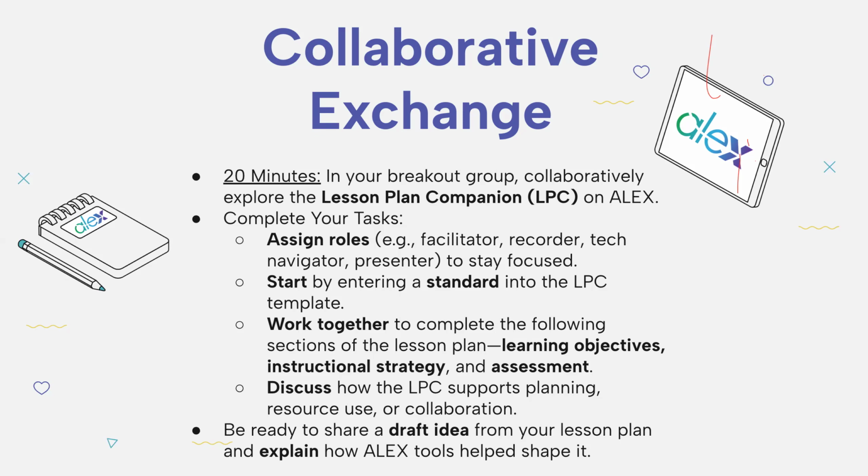As a reminder, the first thing that you have to do on the lesson plan companion is enter a standard. So you won't be able to do any of the other parts until you select a standard. So if you're all working independently, you can all choose a standard that you know you'll teach next year. If you are all working together and creating one lesson, you can just select one. You are going to work together to complete these sections of the lesson plan: the learning objectives, the instructional strategies. So those are the teacher instruction, the group work, that collaborative instruction, the "we do" part, and the independent practice at the end.